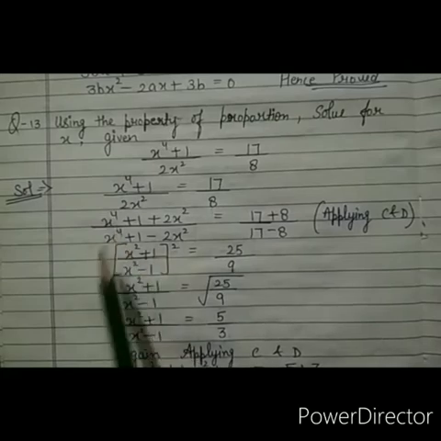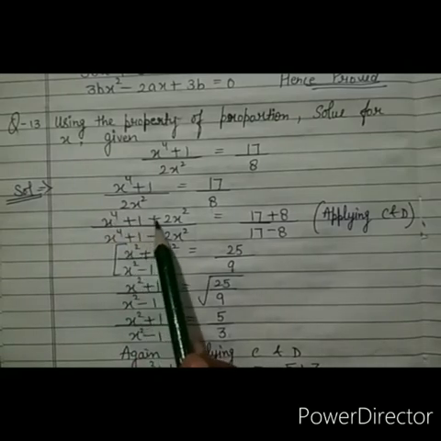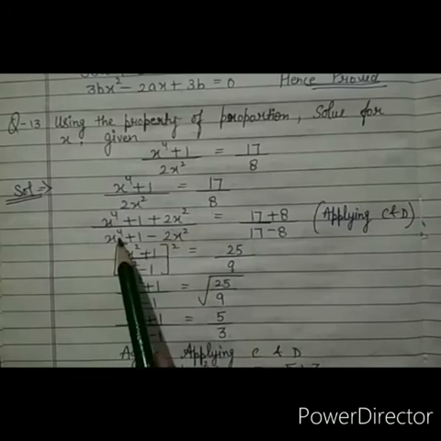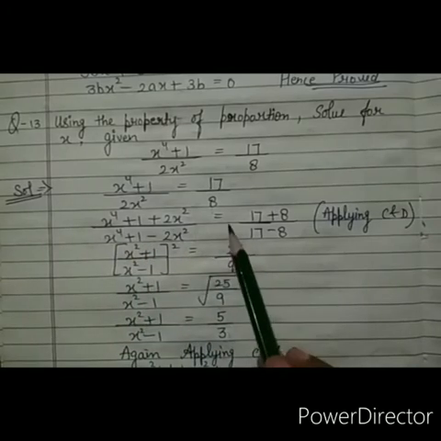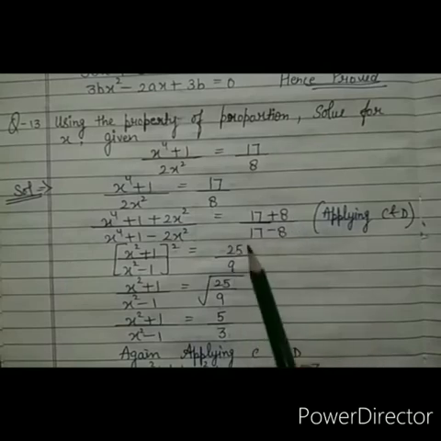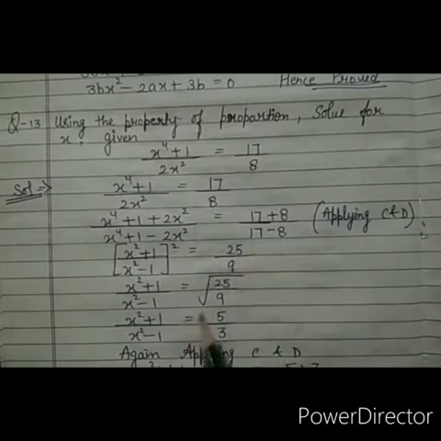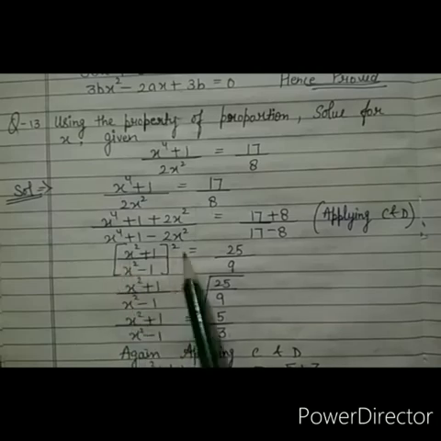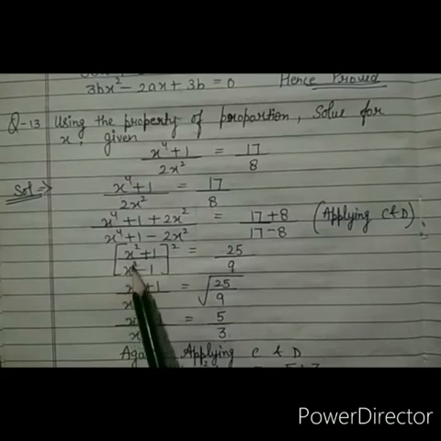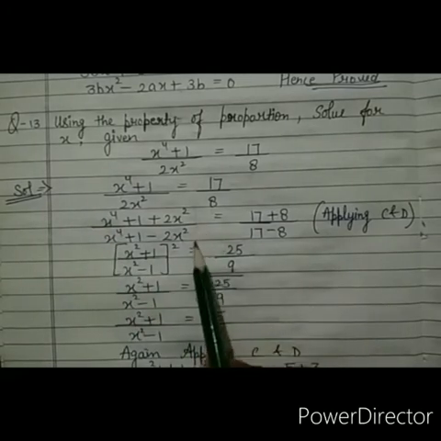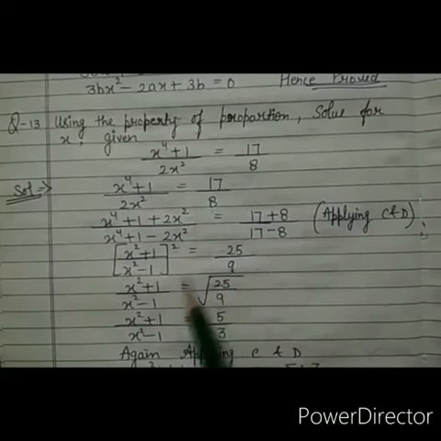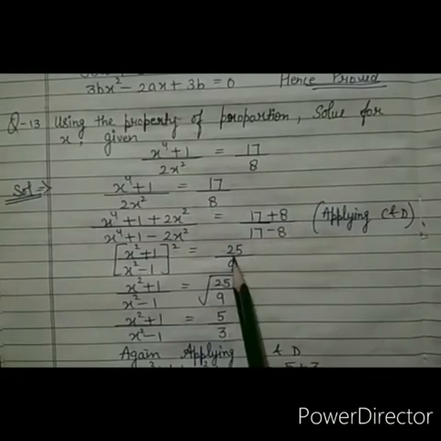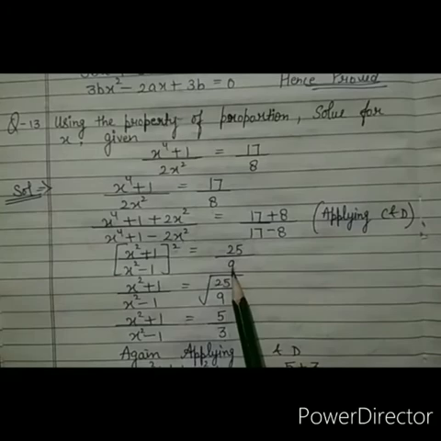So after applying the property, we will get (x raised to the power 4 + 1 + 2x square) upon (x raised to the power 4 + 1 - 2x square) is equal to (17 + 8) upon (17 - 8). Now on the left hand side, when we factorize it, then we will get (x square + 1) whole square upon (x square - 1) whole square. When we open this bracket by applying the property of (a + b) whole square and (a - b) whole square, then we will get these terms. Now on the right hand side, 17 plus 8 is 25, and 17 minus 8 is 9.